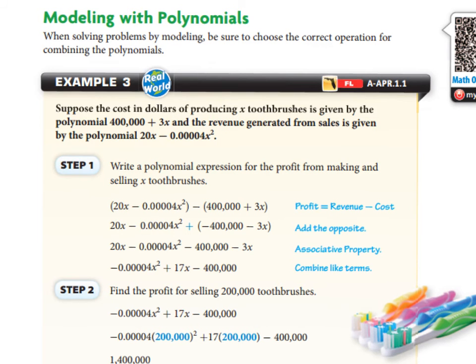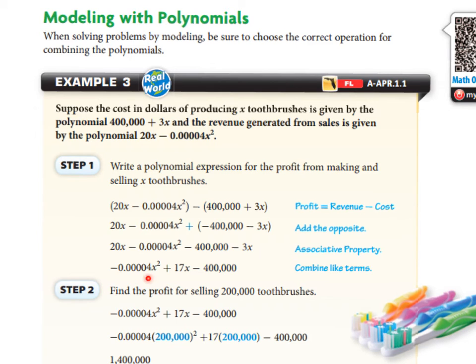The last thing we need to talk about are when we put them into word problems. So we have the cost of producing X toothbrushes, 400,000 plus 3X, and the revenue, because profit is the revenue minus the cost. So they took the revenue and they subtracted the cost of making them. That's your profit. We generally want that to add in positives, but it doesn't always happen in business. And then we had to add the opposite of the second parenthesis and then combine any like terms.